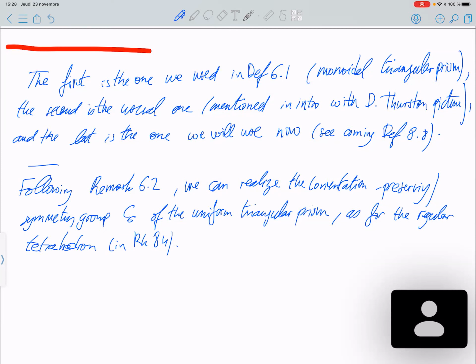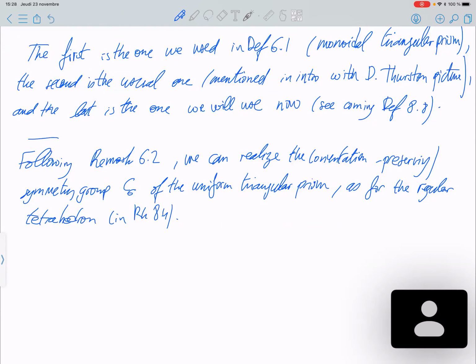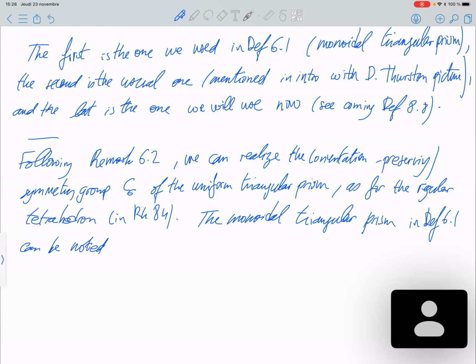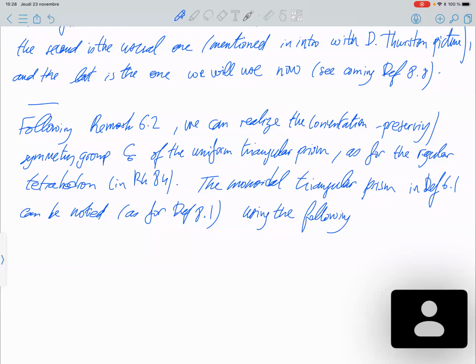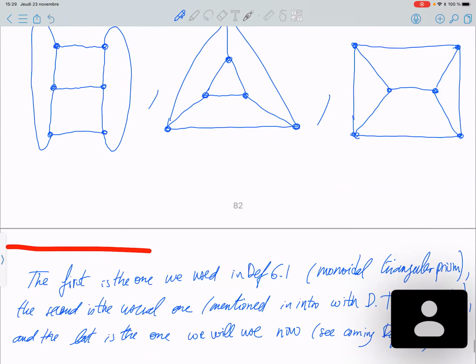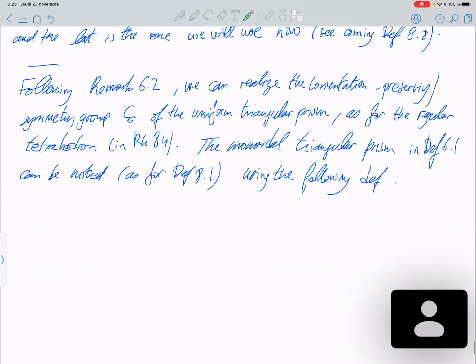Okay. So we provided a simplified version for the tetrahedron. Now we will provide a simplified version for the triangular prism. So the monoidal triangular prism in definition 6.1 can be noted, as we did for the tetrahedron in definition 8.1, using the following reference pattern, if you like, the following definition, which will exactly use this representation of the triangular prism graph.